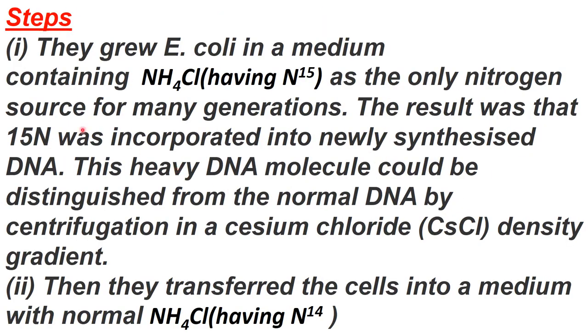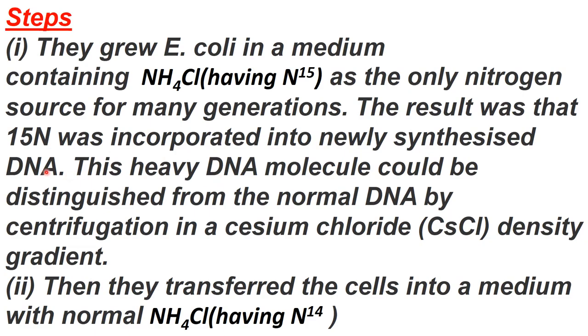So these are the steps of their experiment. First, they grew E. coli in a medium containing NH4Cl having N15, which is one isotope of nitrogen and is called the heavy isotope of nitrogen. They grew E. coli for several generations in this medium in which the heavy isotope of nitrogen was present as the only nitrogen source for many generations. The result was that N15, the heavy isotope of nitrogen, was incorporated into newly synthesized DNA.